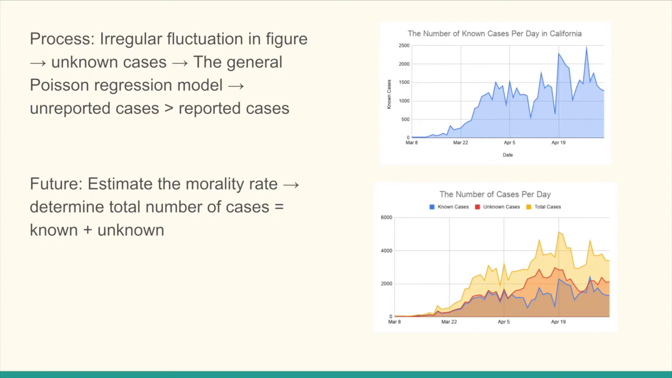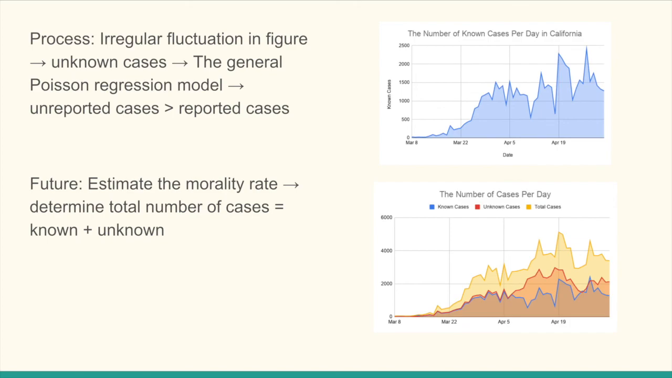I used the general Poisson regression model to estimate the number of unreported cases, by collecting the data of the number of known cases in California from March to May. And finally, I find that the number of unreported cases was even much more than the reported cases, which means, in other words, the situation of the COVID-19 infection is much more serious.